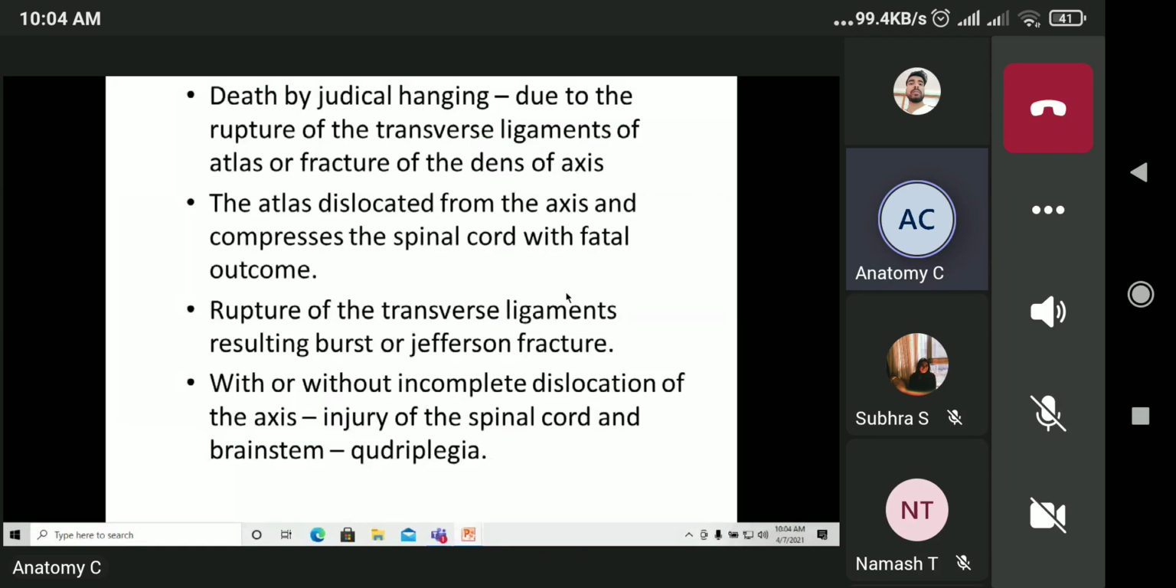Rupture of the transverse ligament results in Jefferson fractures, with or without incomplete dislocation of the axis, and injury of the spinal cord and brainstem. If in a road traffic accident there is injury to the spinal cord in this area or to the brainstem, it may cause quadriplegia. There will be paralytic movement, no movement will occur in the limbs. So that is called quadriplegia.